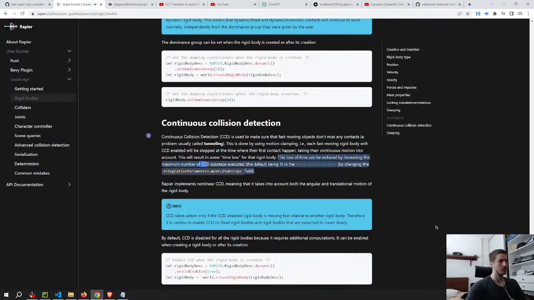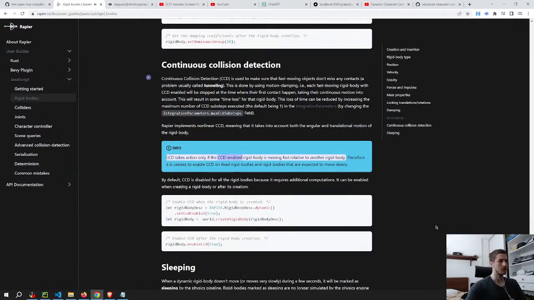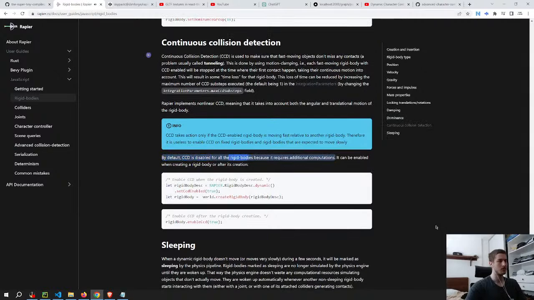This loss of time can be reduced by increasing the maximum number of CCD substeps executed, the default being 1, in the integration parameters. By changing the integration parameters dot max CCD substeps field, rapier implements non-linear CCD, meaning that it takes into account both the angular and translational motion of the rigid body. CCD takes action only if the CCD enabled rigid body is moving fast relative to another rigid body. Therefore, it is useless to enable CCD on fixed rigid bodies and rigid bodies that are expected to move slowly. By default, CCD is disabled for all rigid bodies because it requires additional computations.